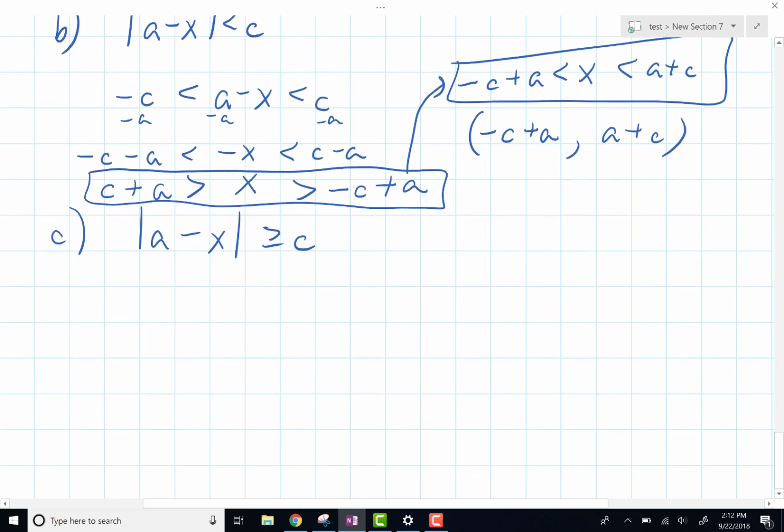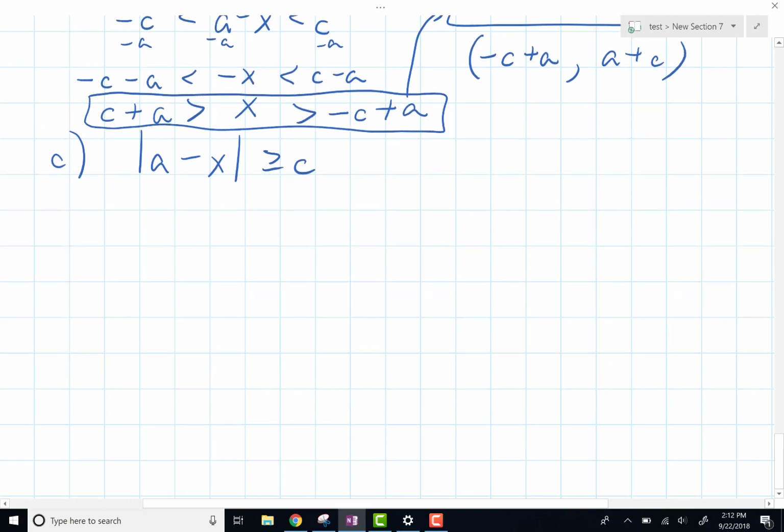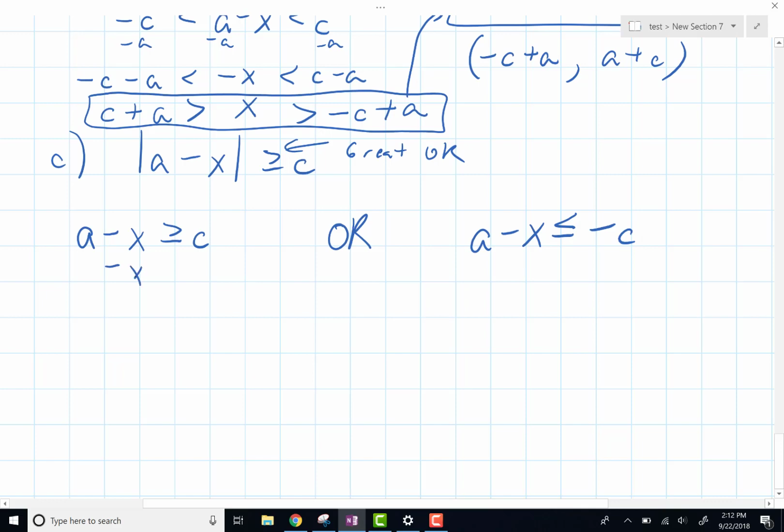And then this last one, part C, is a greater than, which we haven't done in a while, and we just set that up as a big, great or. So instead of having a less than sandwich, we're going to have two equations. One, that a minus x really is greater than or equal to c, or maybe a minus x is less than or equal to a -c. Awesome. And then we just keep solving each of these two problems for the price of one.